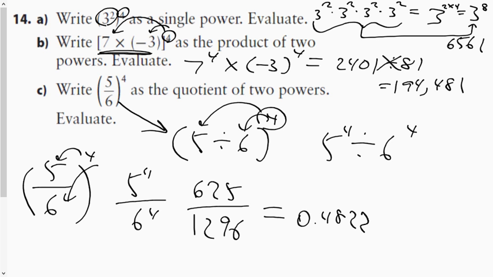0.4822. And since I'm rounding it, I'm going to change that from an equal sign to an approximately equal sign because I did round. Same thing would happen here if you had 625 divided by 1296. You still end up with approximately that answer there.